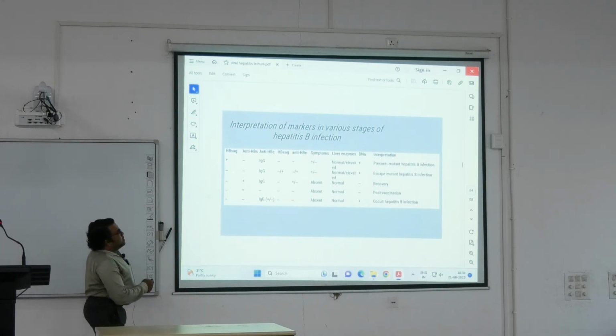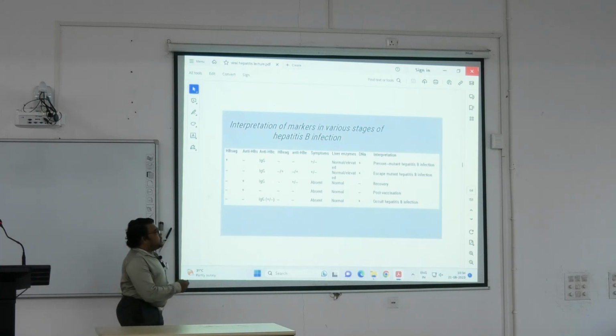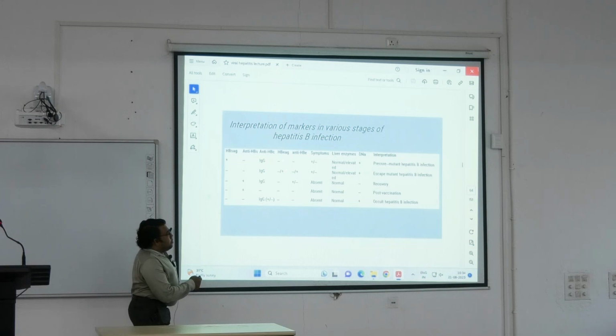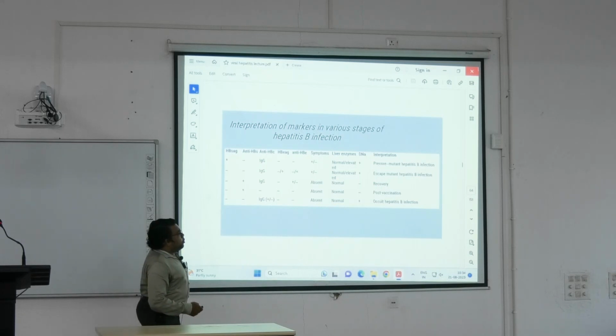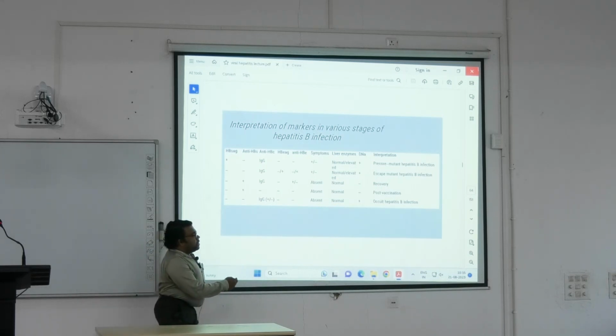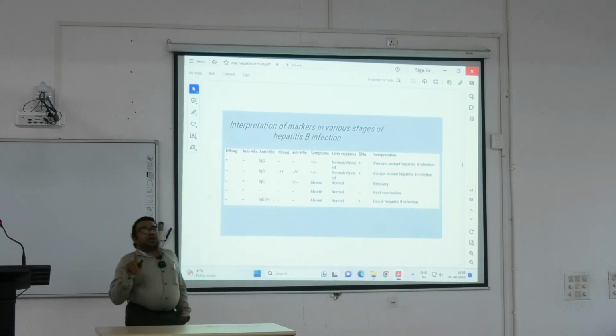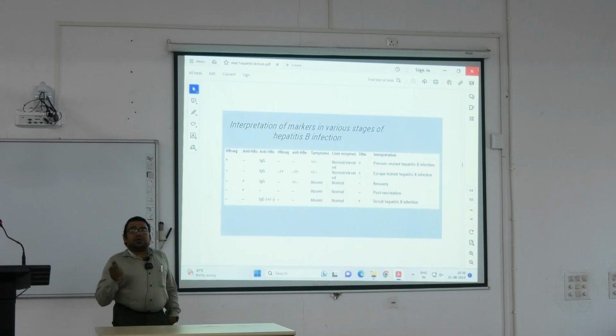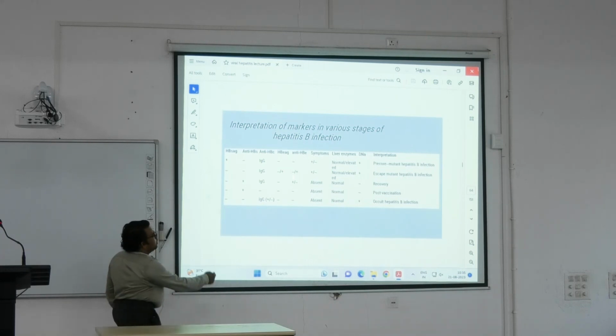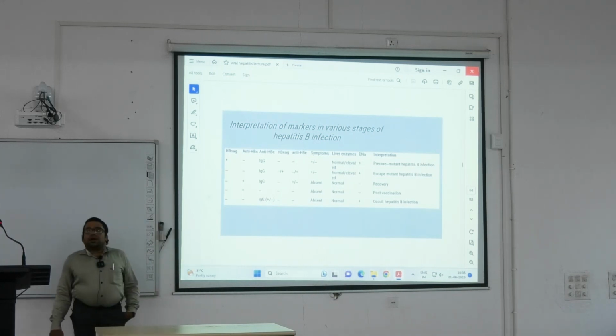Now look at this one. The surface antigen is absent and antibody against the surface antigen is also absent. IgG against the core antigen is present. But the E antigen may or may not be present. Antibody against E antigen may or may not be present. And the patient may be symptomatic, may not. This would indicate that this could be a possible escape mutant. Escape mutant, what happens in escape mutant? The surface antigen is altered. So look at this one. The envelope antigen may be present, but the surface antigen is absent. Okay.